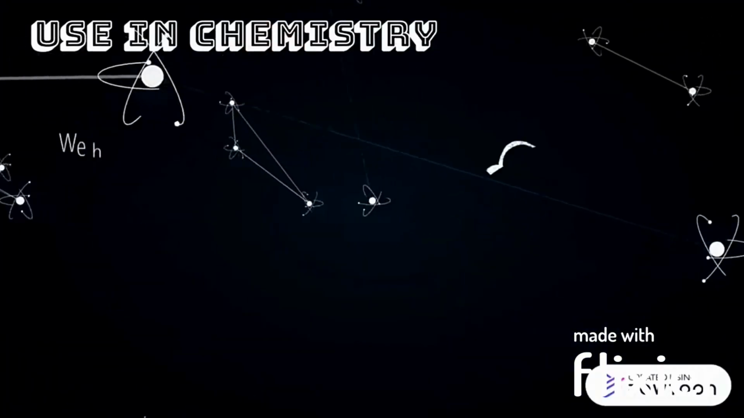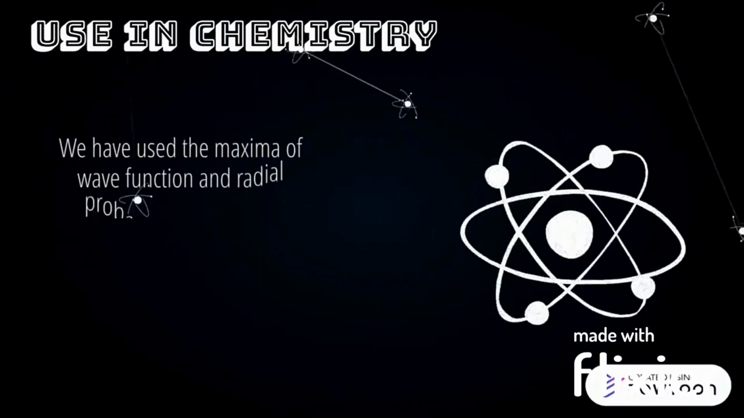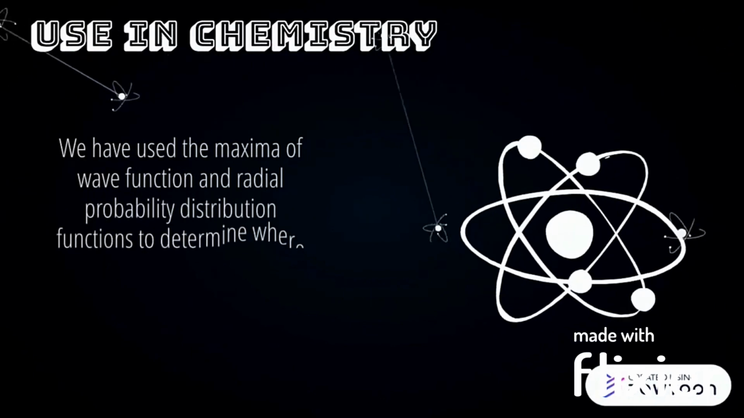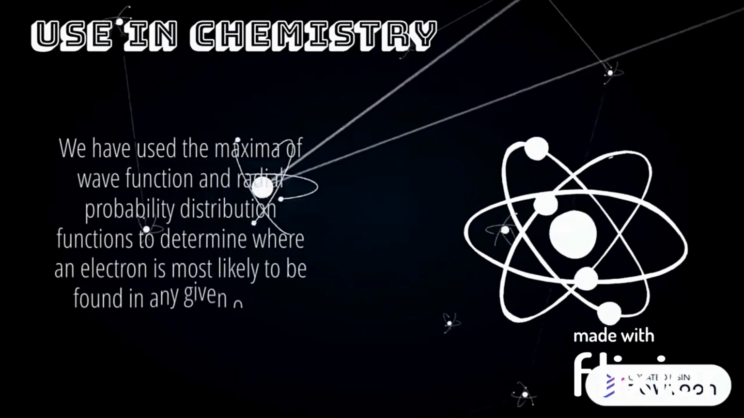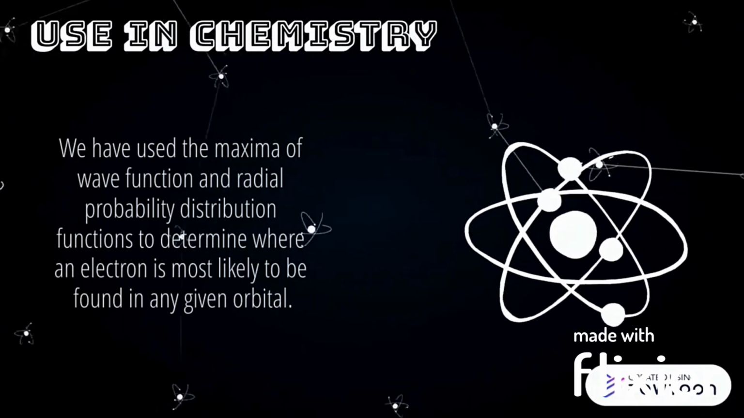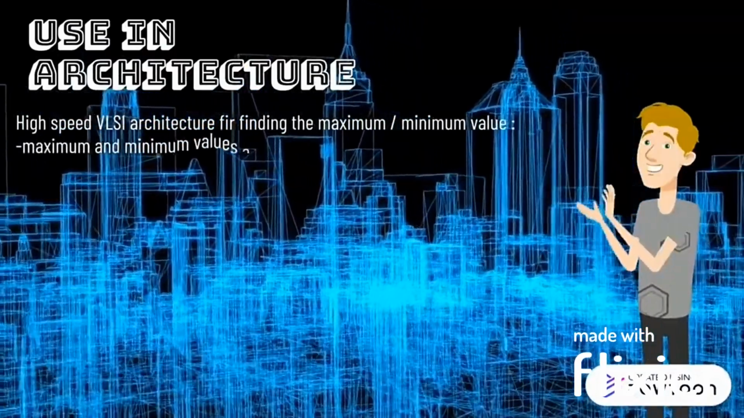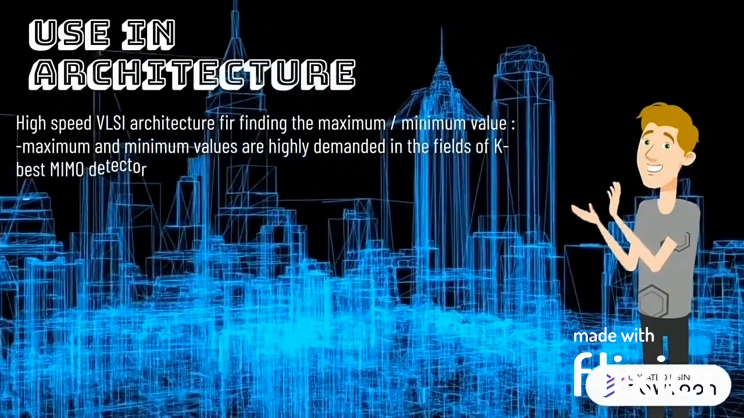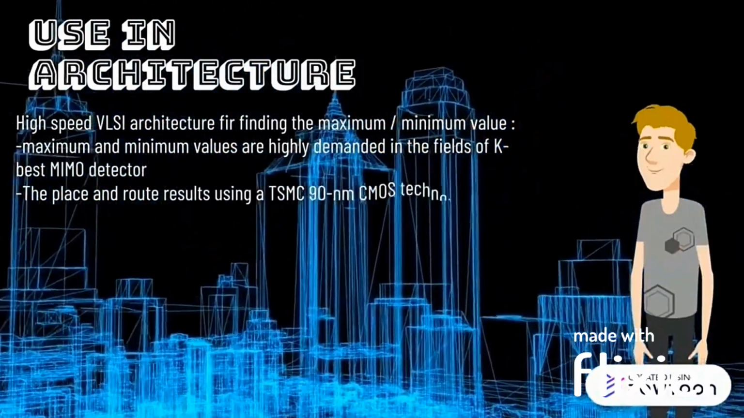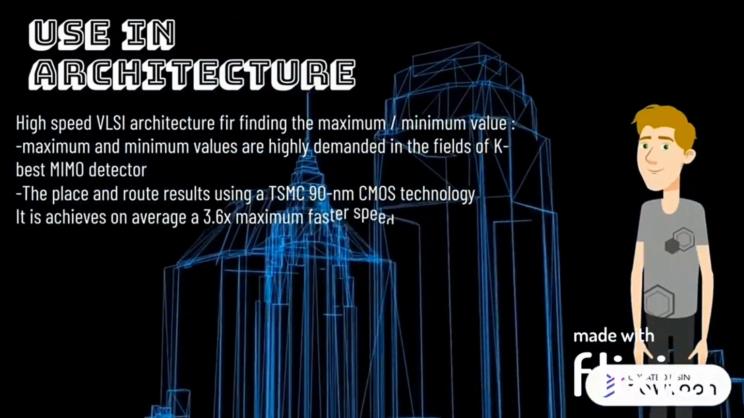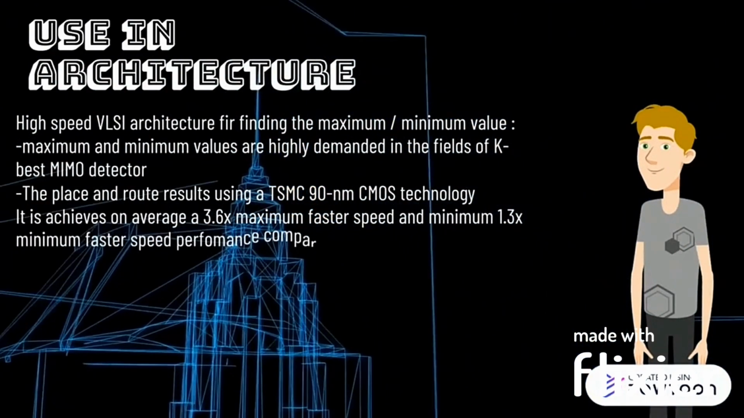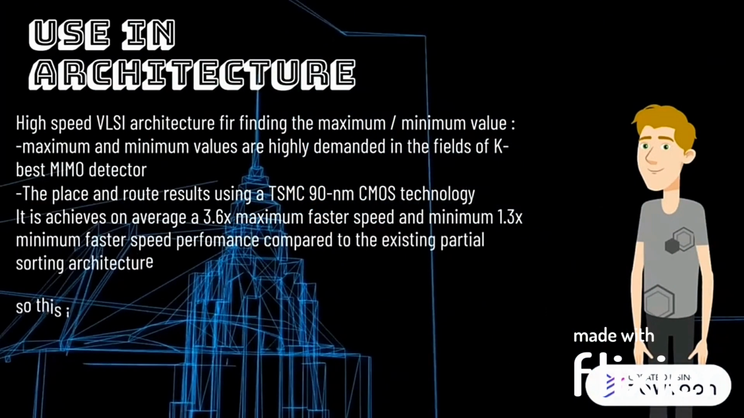Used in chemistry, we use the maximum of the wave function and radial probability distribution function to determine where an electron is more likely to be found in any given orbital. Used in architecture, maximum and minimum values are highly demanded in the field of MIMO detectors. The place and route result using a TSMC 90nm CMOS technology achieved on average 3.6 times faster speed and 1.3 times faster speed performance compared to the existing partial sorting architecture.